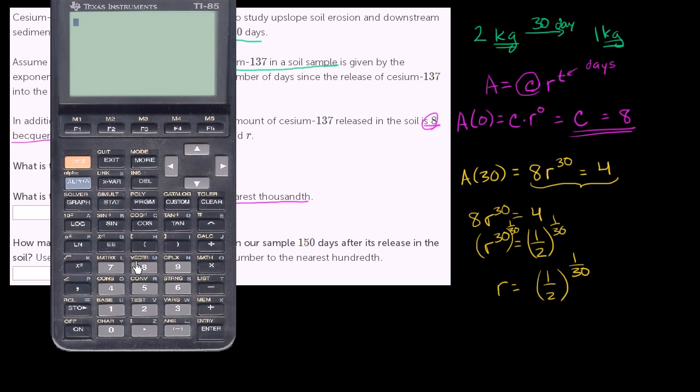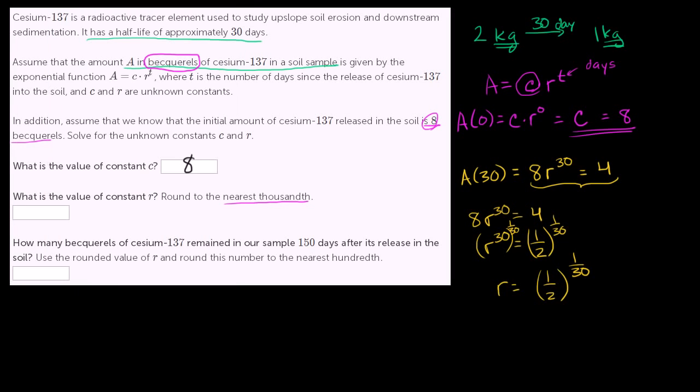And so we're talking about 1/2 to the 1/30 power. So we get 0.977159, and it keeps going. But they tell us to round to the nearest thousandth, so it's 0.977, rounded to the nearest thousandth.